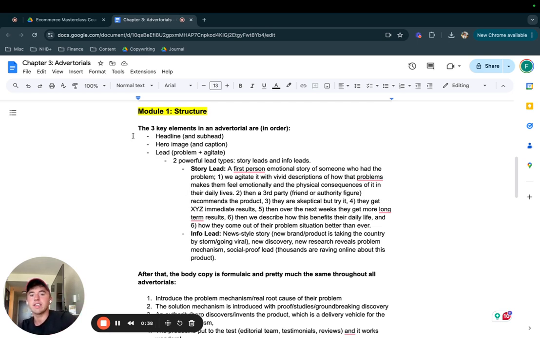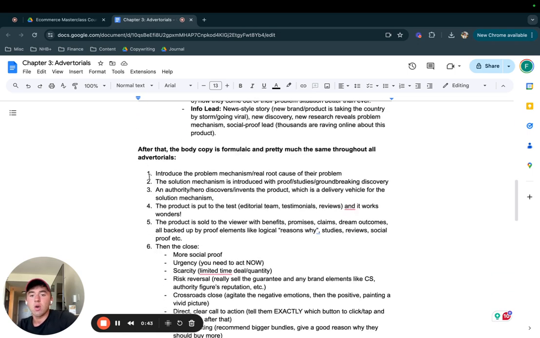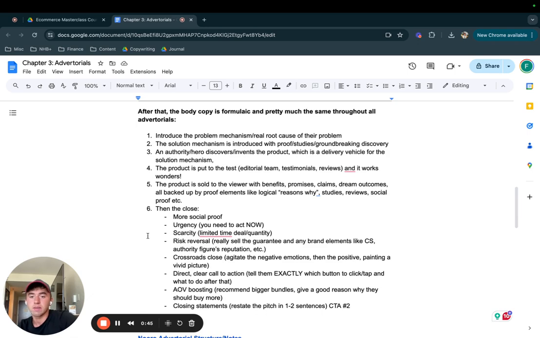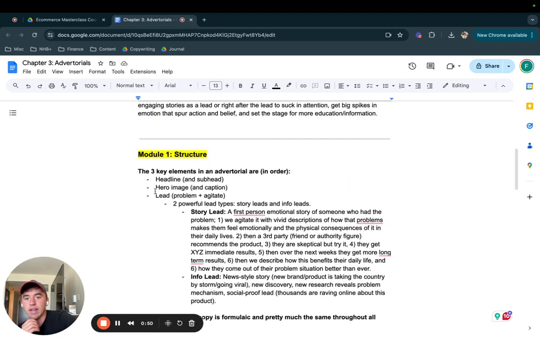So obviously you have the three key elements, and this is what really makes or breaks the advertorial. But again, I'm going to go over the body of it because it's still important to have a strong body, but these are what's going to actually make it a winning advertorial.